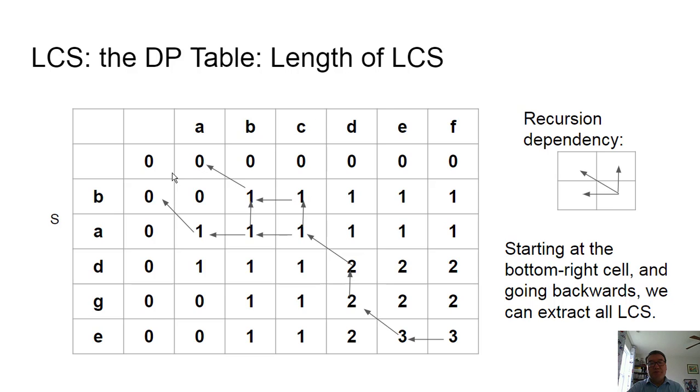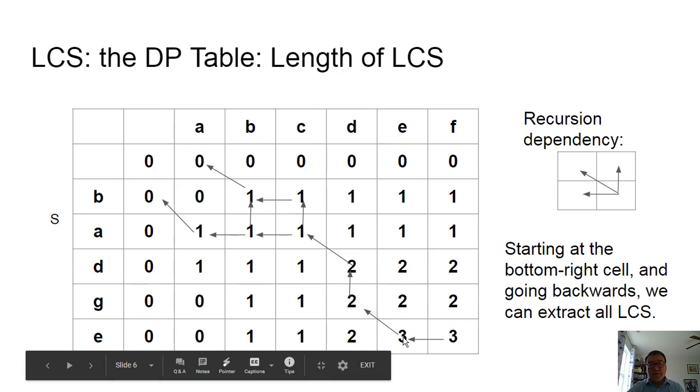The next one, B and C are not equal. Therefore, we know the longest common sequence will be the max of this value or this value. And so on. For example, here D matches with D, so we know the LCS will be this value plus 1, so it becomes this one. And here E matches E, and here the last one, E is not equal to F, so this value should be the bigger of this or this, so then it should be 3.